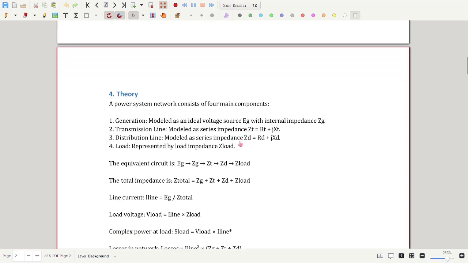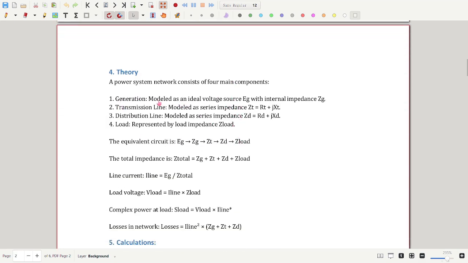Now the theory. The generator is modeled as an ideal voltage source connected with some internal impedance. The transmission line is modeled as a series impedance, RT plus jXT. The distribution line is also modeled as an impedance, RD plus jXD. The load is represented by the Z load value. In the equivalent circuit, starting from the generator, the internal impedance, the transmission line impedance, the distribution impedance, and the load impedance are all connected in series.